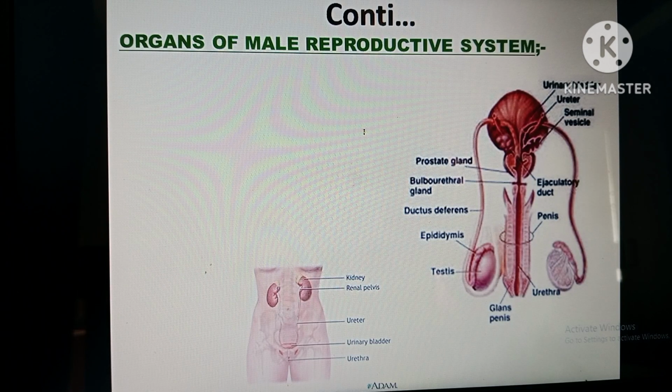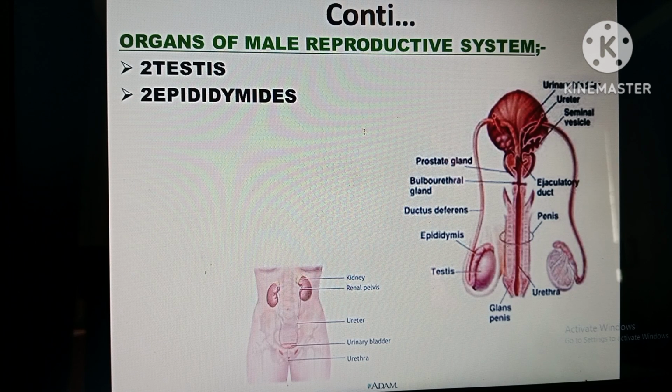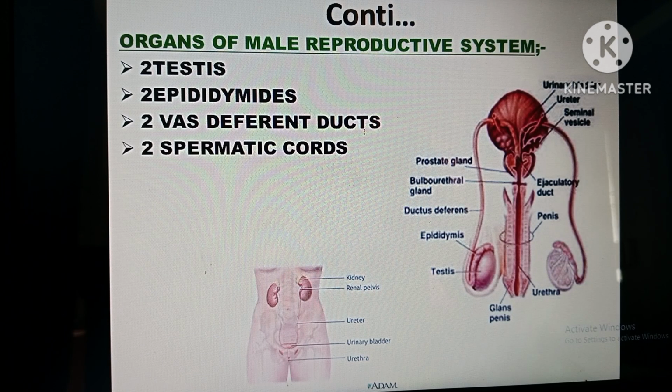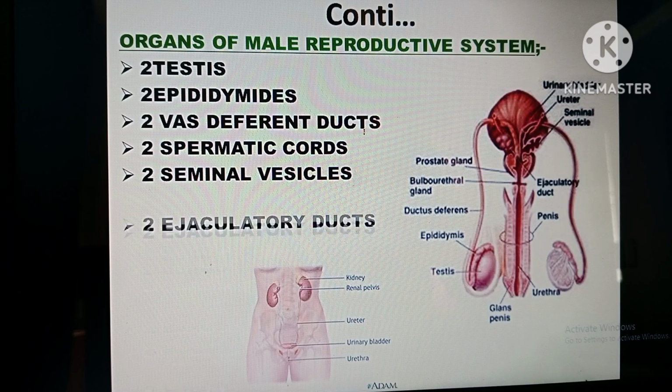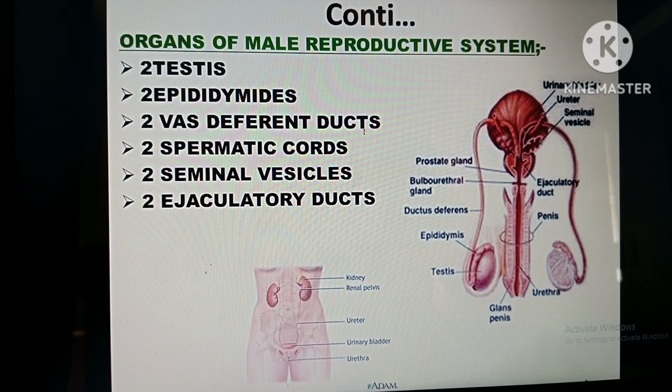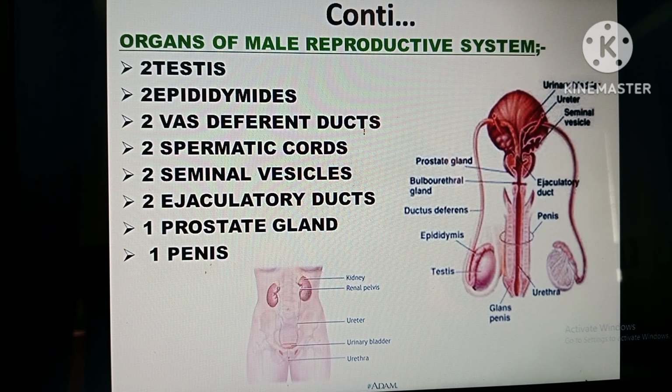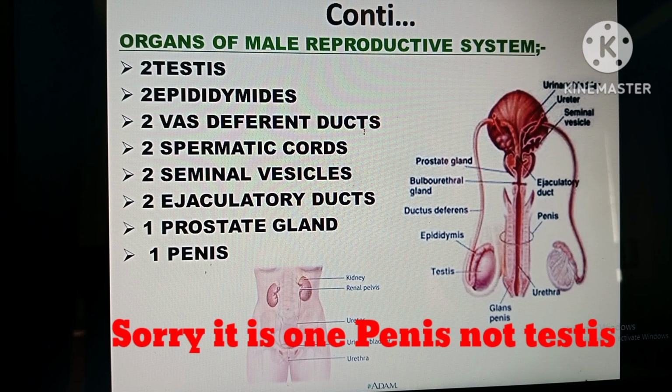Now the organs of the male reproductive system. In the picture you can have a look at every organ. Two testes, two epididymis on the left and right side, two vas deferens ducts on the left and right side, two spermatic cords, two seminal vesicles, two ejaculatory ducts. In the picture you can also see one prostate gland and one testis.